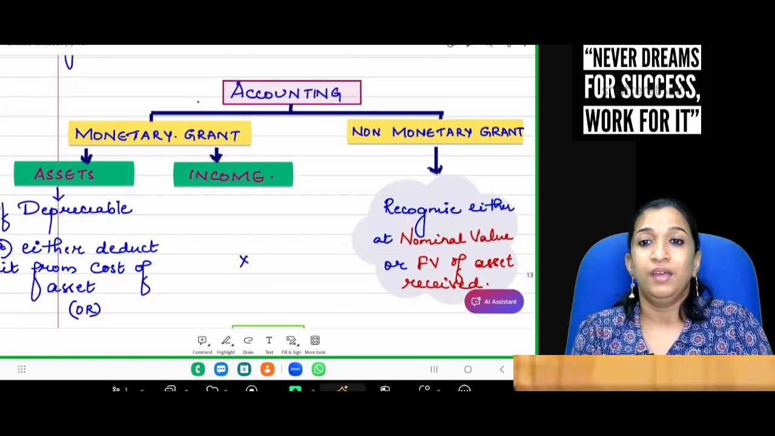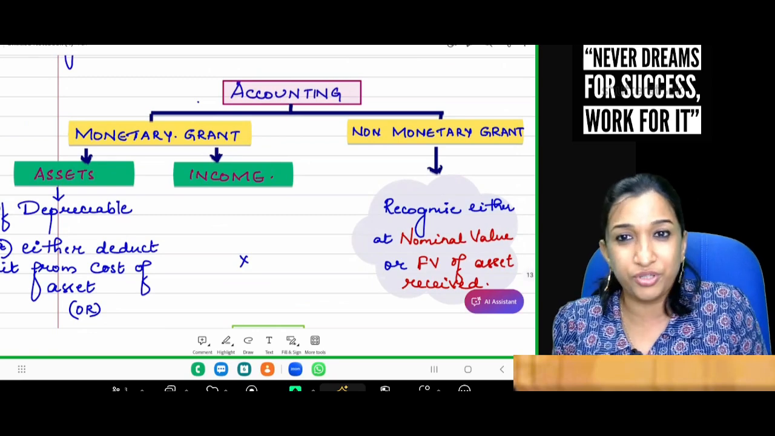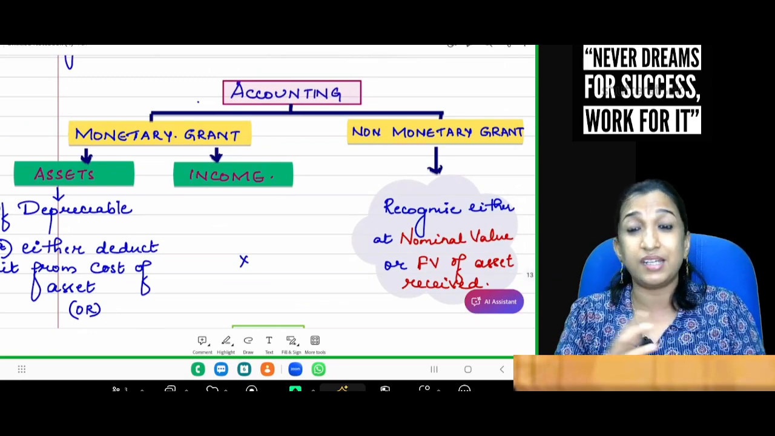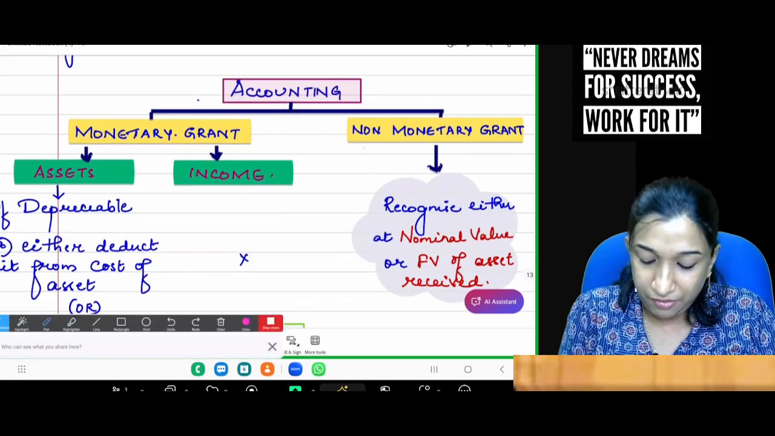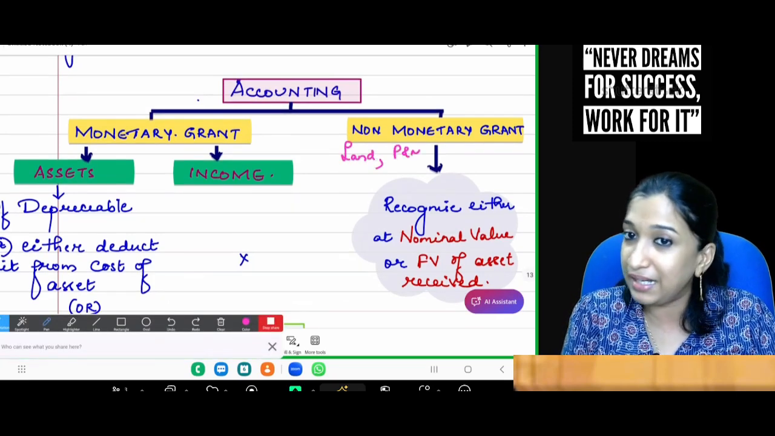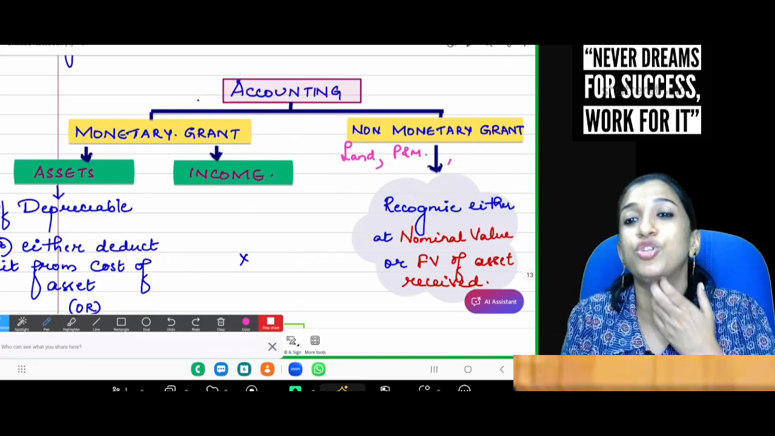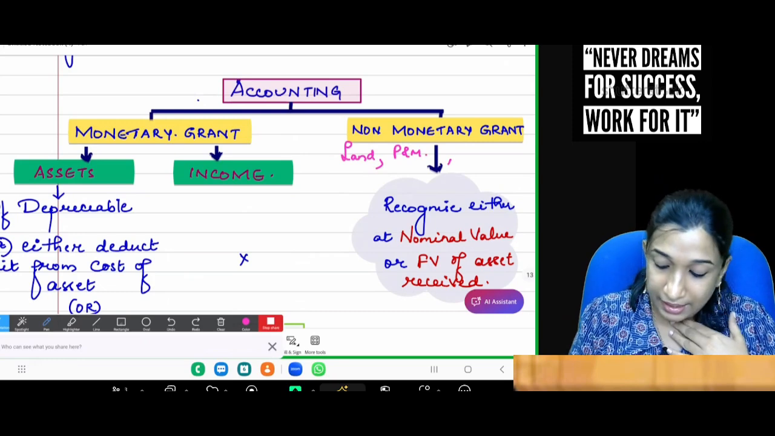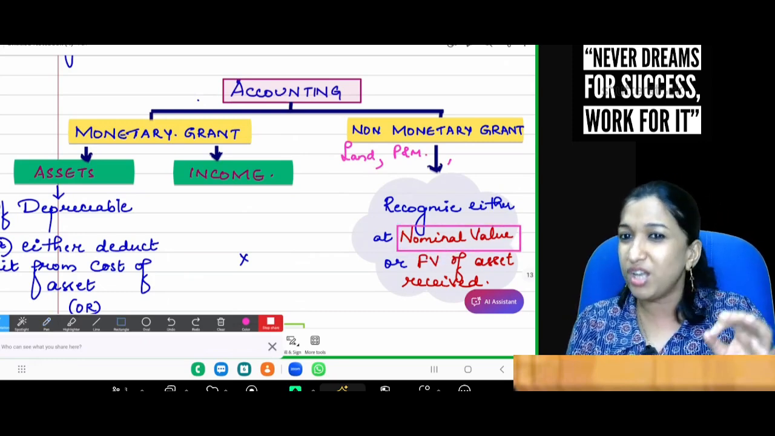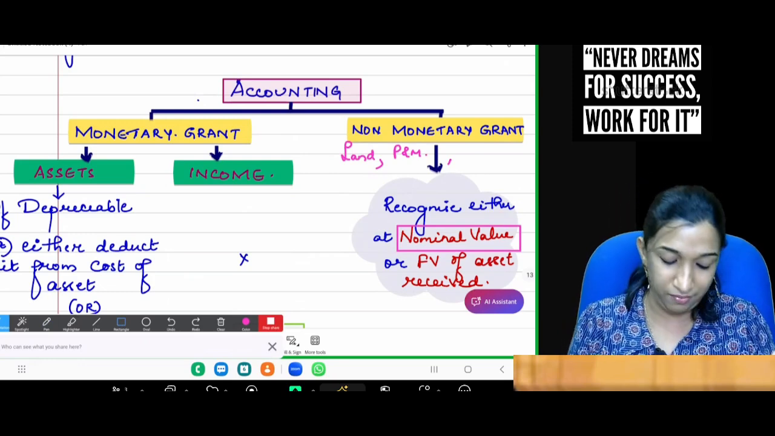Understood. Now, so accounting of monetary grants, of which asset related and income related, is done. Now for non-monetary grants, where the grant is received in the form of land, plant and machinery, a license or a computer, what should be the accounting? Recognize either at nominal value. What is the meaning of this nominal value here?